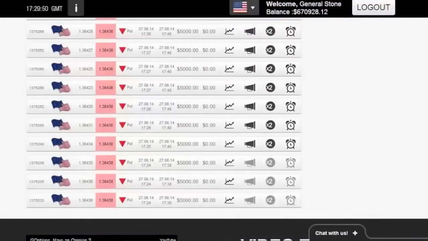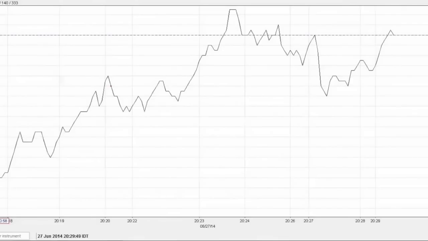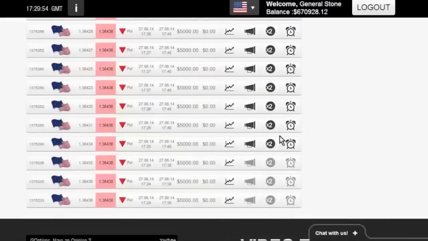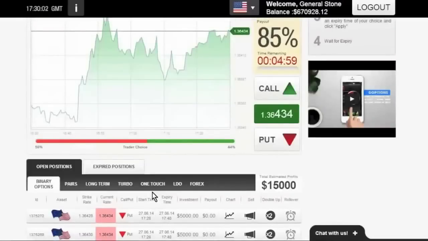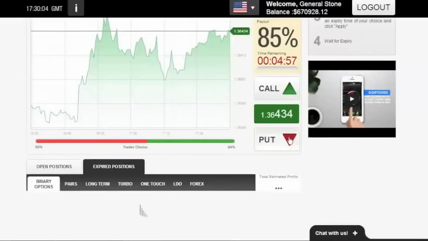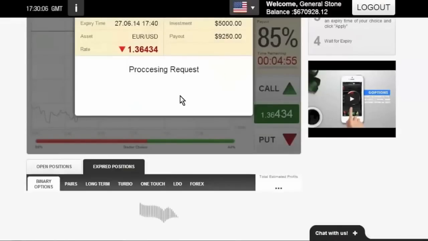Need it to come down below 136. There we go. Just coming down ever so slightly. Will it come down in time? There we go. And let's see what happened on those expired positions. While that's happening, I'm going to keep attacking this price.